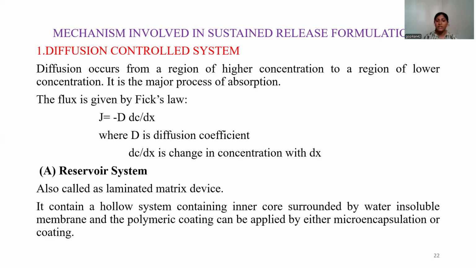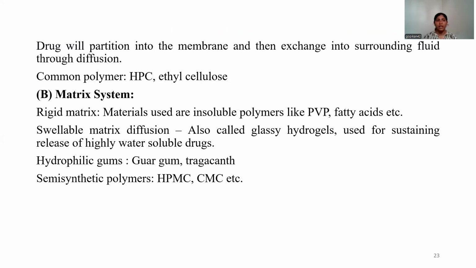The two methods involved are the reservoir system, which is also called a laminated matrix device. It contains a hollow system containing an inner core surrounded by a water-insoluble membrane, where the inner core contains the drug, and the polymeric coating can be applied by either encapsulation, microencapsulation, or coating. The drug will partition into the membrane and then diffuse into the surrounding fluid. The common polymers used are HPC and also ethyl cellulose.